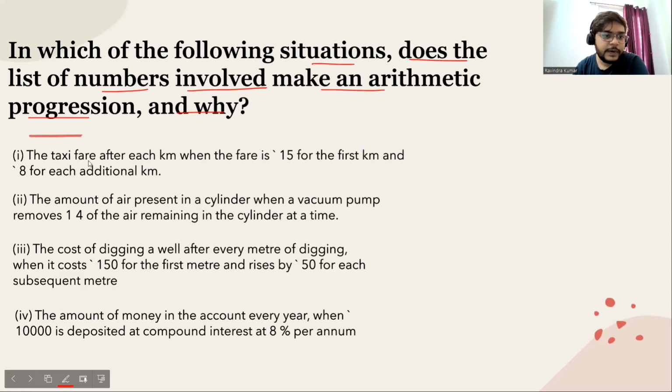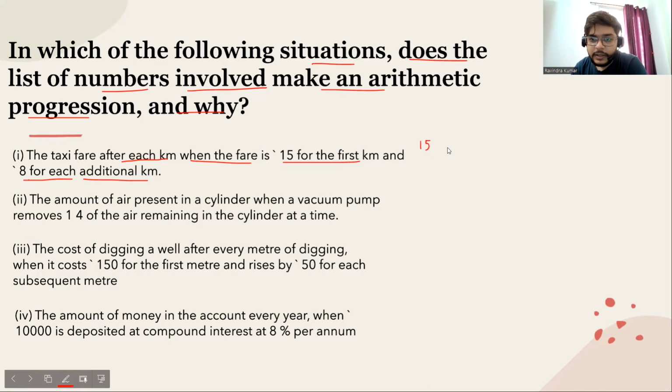The first one: a taxi fare where the fare is 15 for the first kilometer and 8 for each additional kilometer. So it is saying that if you travel by taxi, for the first kilometer there is a fare of 15 rupees. If we go beyond the first kilometer, there is an additional charge of 8 rupees per kilometer. What does this mean? If you travel only 1 kilometer, the charge you need to pay is 15 rupees.